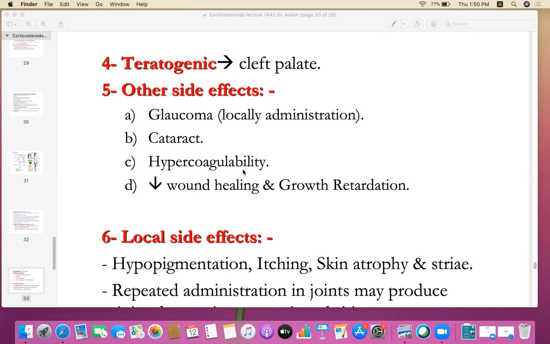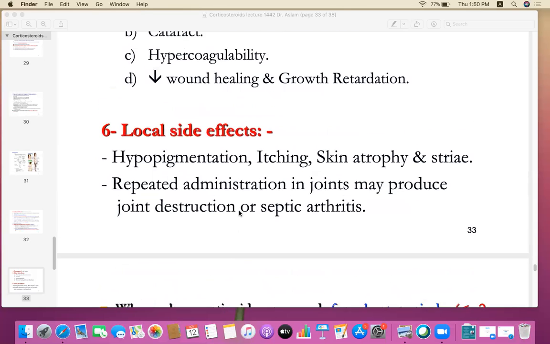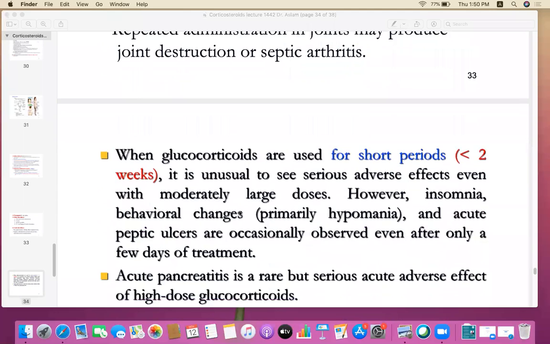Hypercoagulability: the blood coagulation time will be increased, and there is decreased wound healing and growth retardation. And these are the local effects: hypopigmentation, itching, skin atrophy, striae, and it may produce joint destruction and septic arthritis.